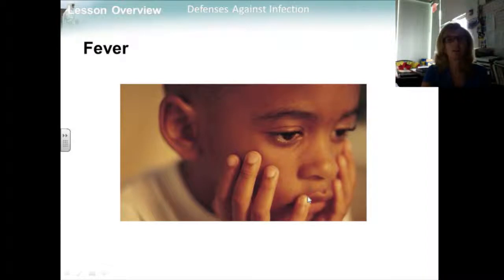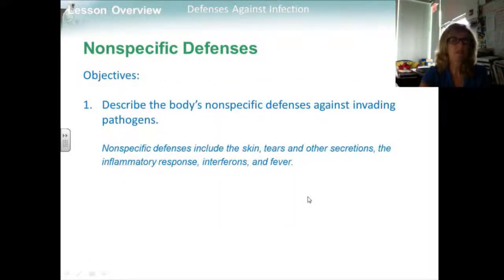The immune system also releases chemicals that increase body temperature, producing a fever. The increased body temperature may slow down or stop the growth of some pathogens. Higher body temperatures also speed up several parts of the immune response. So objective 1 was to describe the body's non-specific defenses against invading pathogens. Non-specific defenses include the skin, tears, and other secretions, the inflammatory response, interferons, and fever.